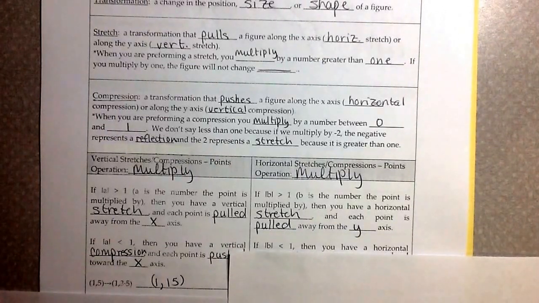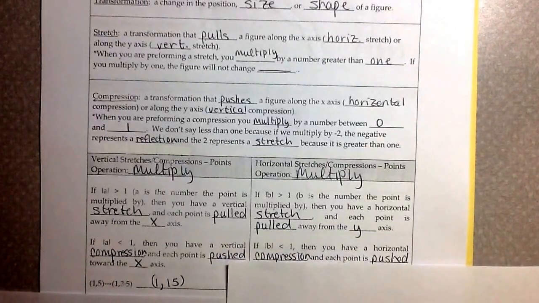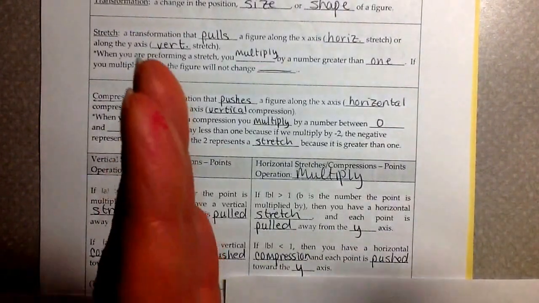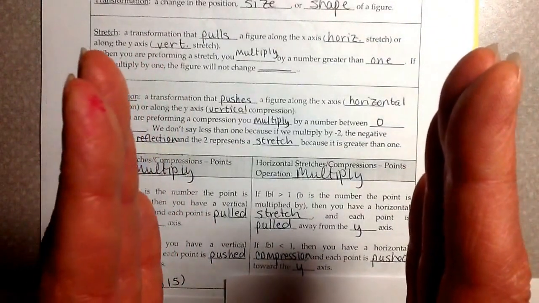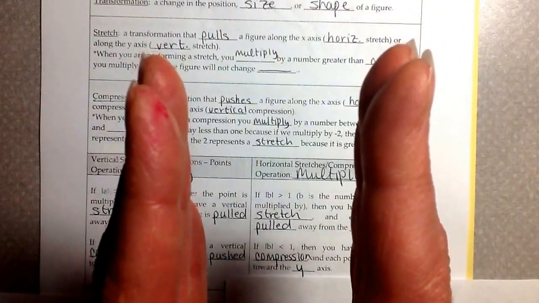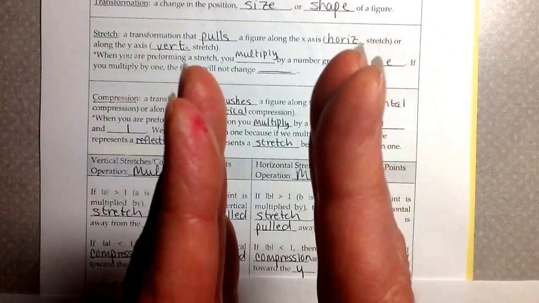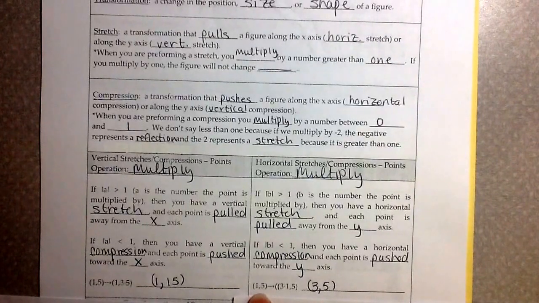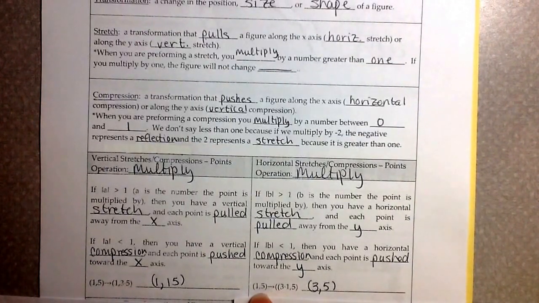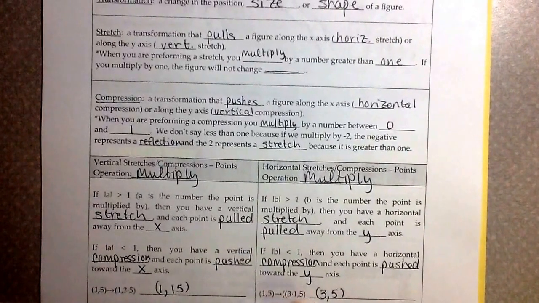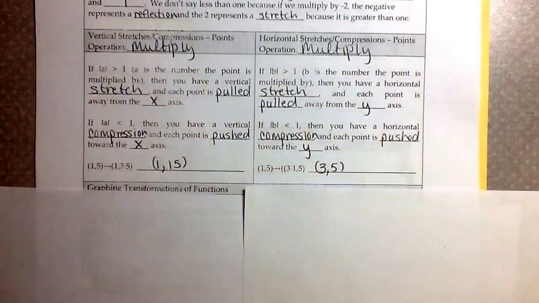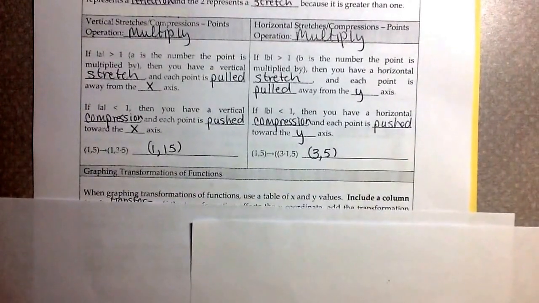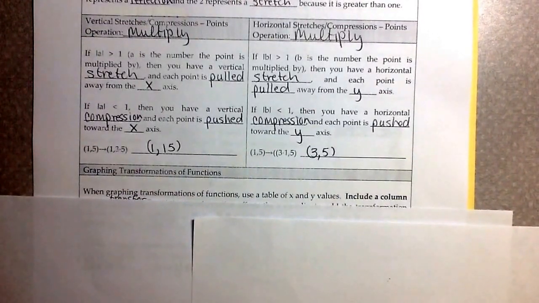So if b is less than 1, you have a horizontal compression, and each point is pushed toward the y-axis. So again, think of just taking your hands along the coordinate plane. If I'm pressing in along the x-axis, I'm going towards the y-axis also. So here we're taking the point (1, 5), and we're multiplying the x-coordinate by 3, and we'll have the point (3, 5).